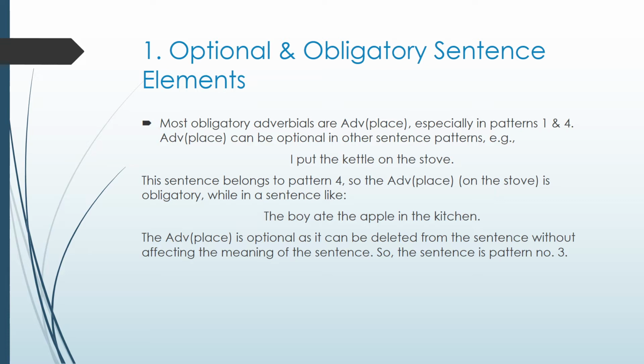Let us try to delete in the kitchen from the sentence. So, the boy ate the apple. The sentence can stand alone by itself without the need to say the place of doing the action. So this means that in the kitchen is an optional adverb of place, and the important elements that we need in the sentence are only the boy as the subject, ate as the monotransitive verb, and the apple as a direct object, while the adverb of place we are going to put between two brackets to say that it is optional. So this sentence belongs to what? Pattern number 3.